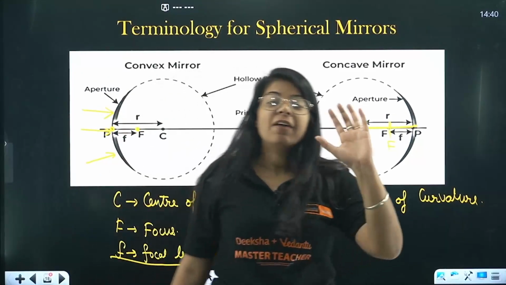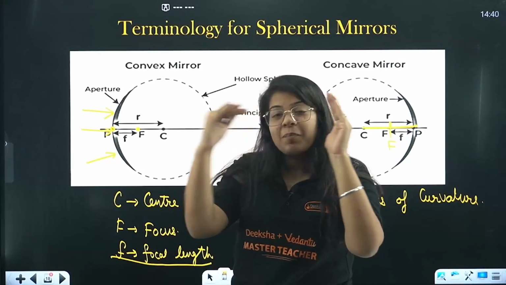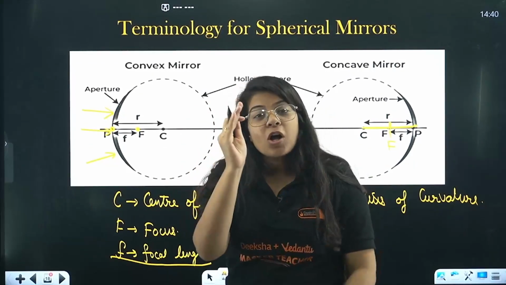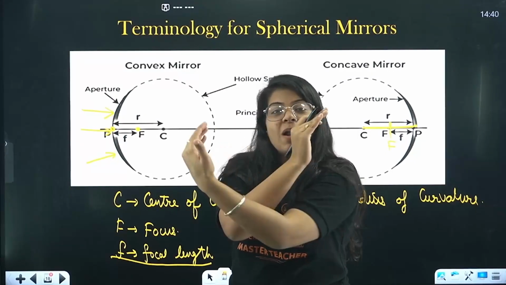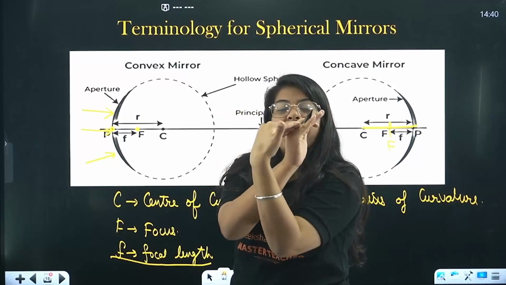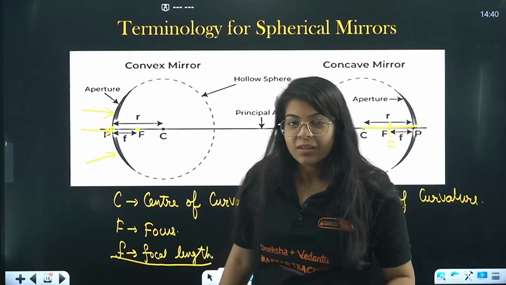Done. So we have a concave mirror whose inward part is reflecting. We have a convex mirror whose outward part is reflecting. Outward part, light is coming like this. Outward part is reflecting. Light is coming like this. Inward part is reflecting. Understood?